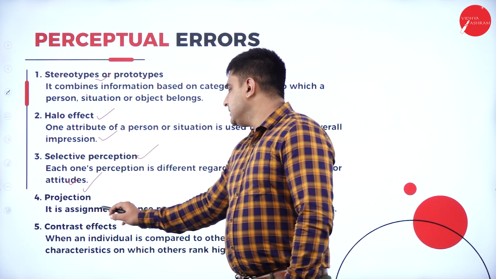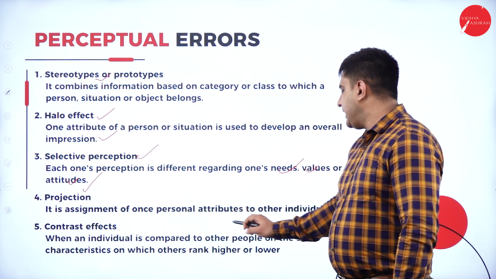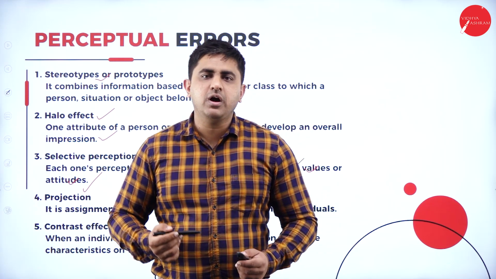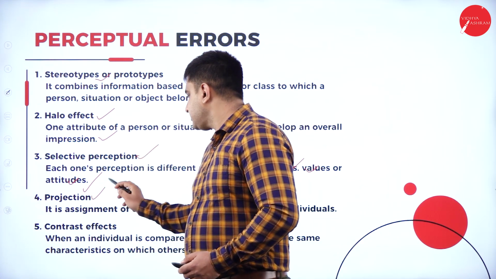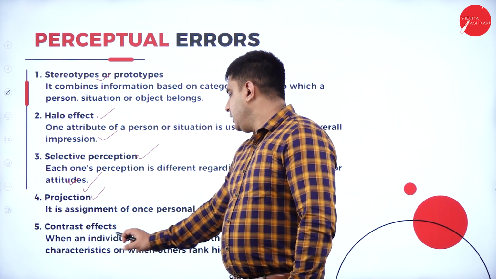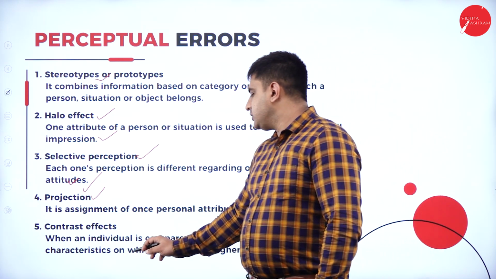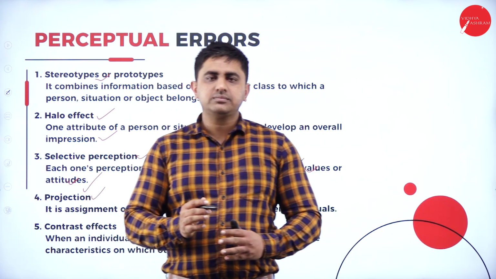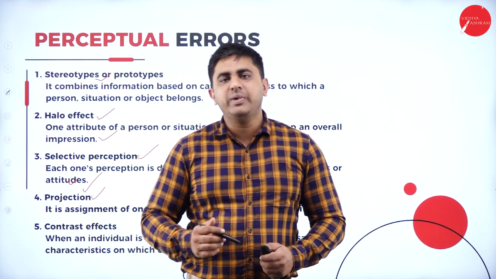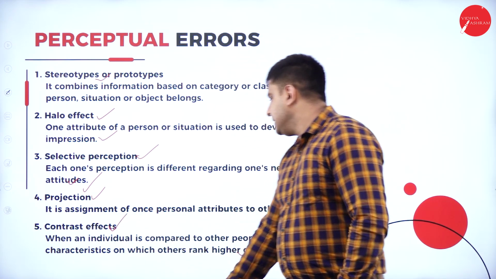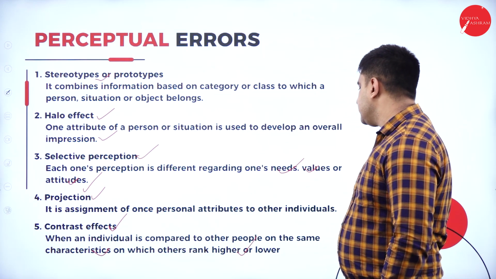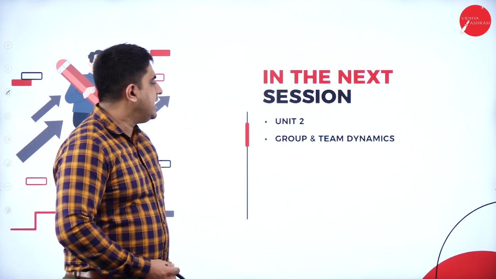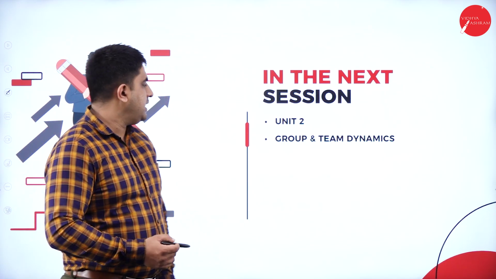Then projection. It is the assignment of one's personal attributes to other individuals. That is, you are projecting yourself onto others. That doesn't mean he is an exact copy of you, so there might be error. Then contrast effects. When an individual is compared to other people on the same characteristics on which others rank higher or lower. Contrast means you are making contrasts between two people, so there might be certain errors you commit. The characteristics you decide to compare one person with another on, there might be errors. This is regarding contrast effects. In the next section, we'll be starting unit 2, that is group and team dynamics.